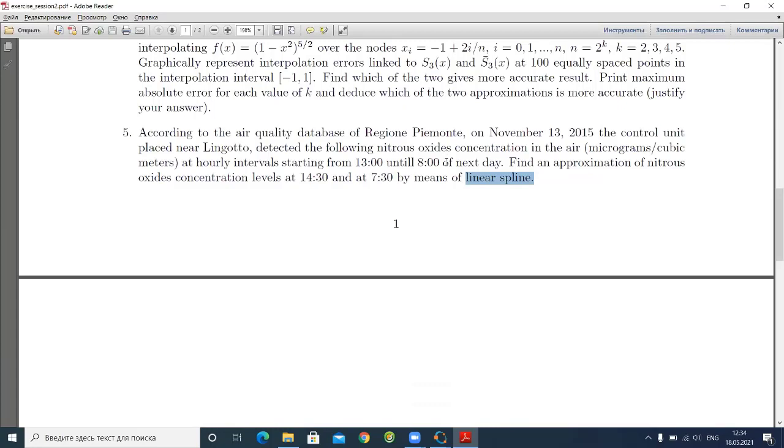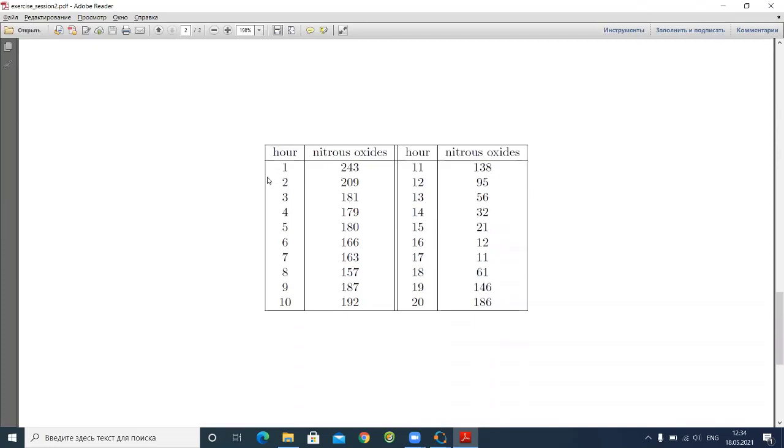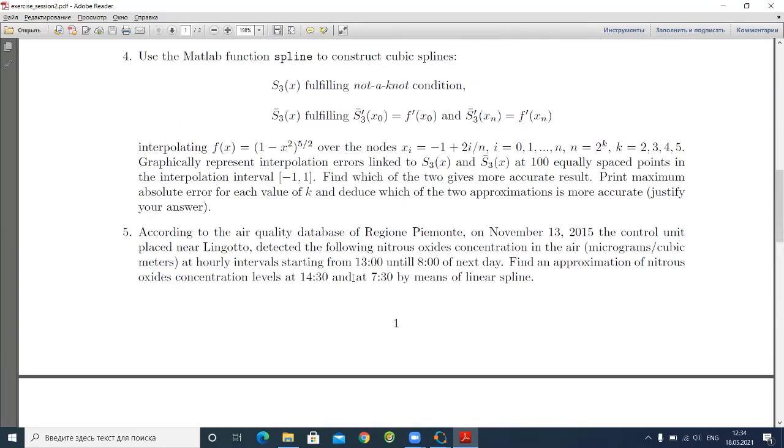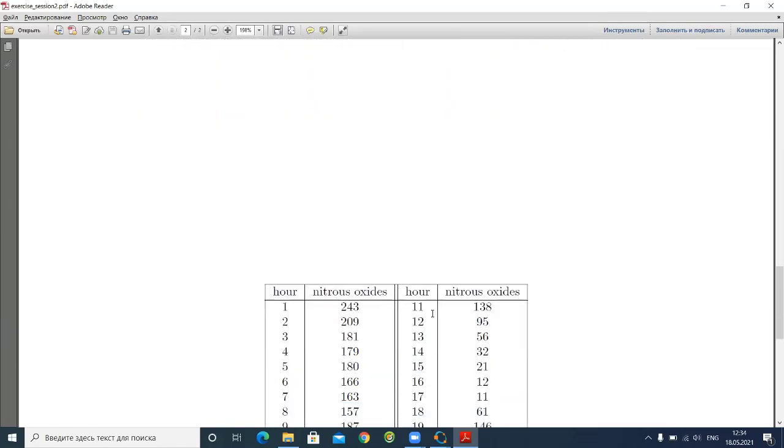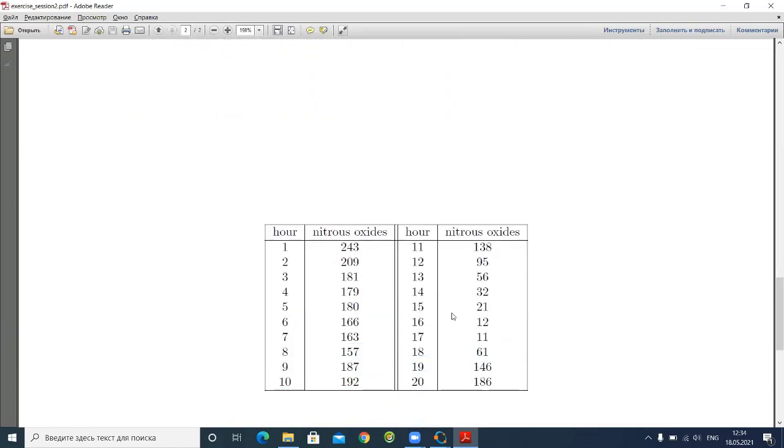How many hours we have here between them? 20, yes? And here you can see data. So for these 20 hours, we have corresponding values of nitrous oxides. So we need to enter this data firstly and work with data and find what will be the approximation of nitrous oxides concentration levels at 4:30 and 7:30. We don't have here half hour intervals. Here we have just hourly intervals. Is it clear? What should we do here? So let's begin.